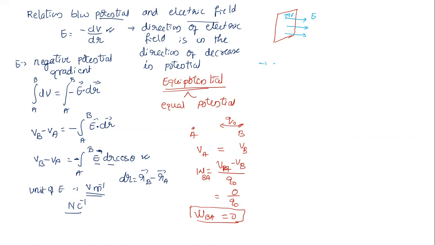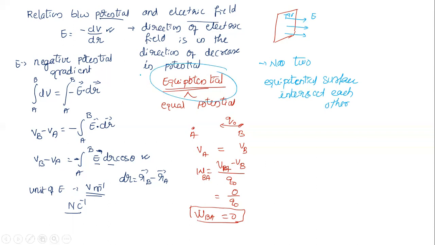The next property: no two equipotential surfaces intersect each other. If they intersect, what will happen? At that point two potentials would exist, which is against our definition. That is the thing you need to remember.